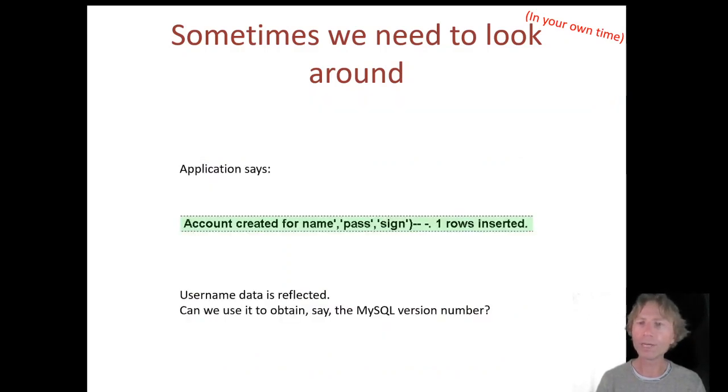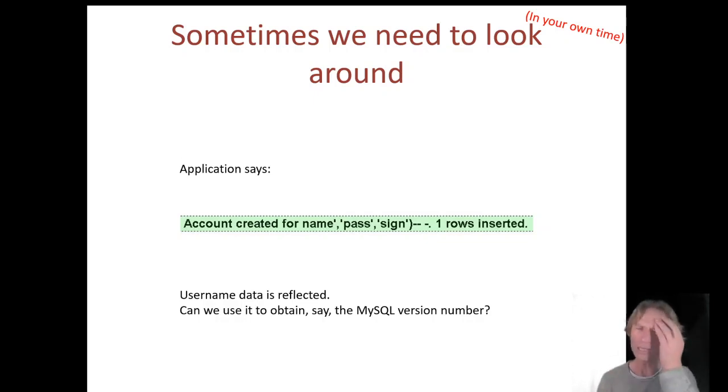Okay, so if this works, and the application says that it created an account for name, password, signature, one row inserted, that is in principle great. It also means that if this is what the application outputs, it reflects the username back to the user. And having data reflected back to you is really useful, because if you want to obtain some information from the database, it needs to be sent to you.